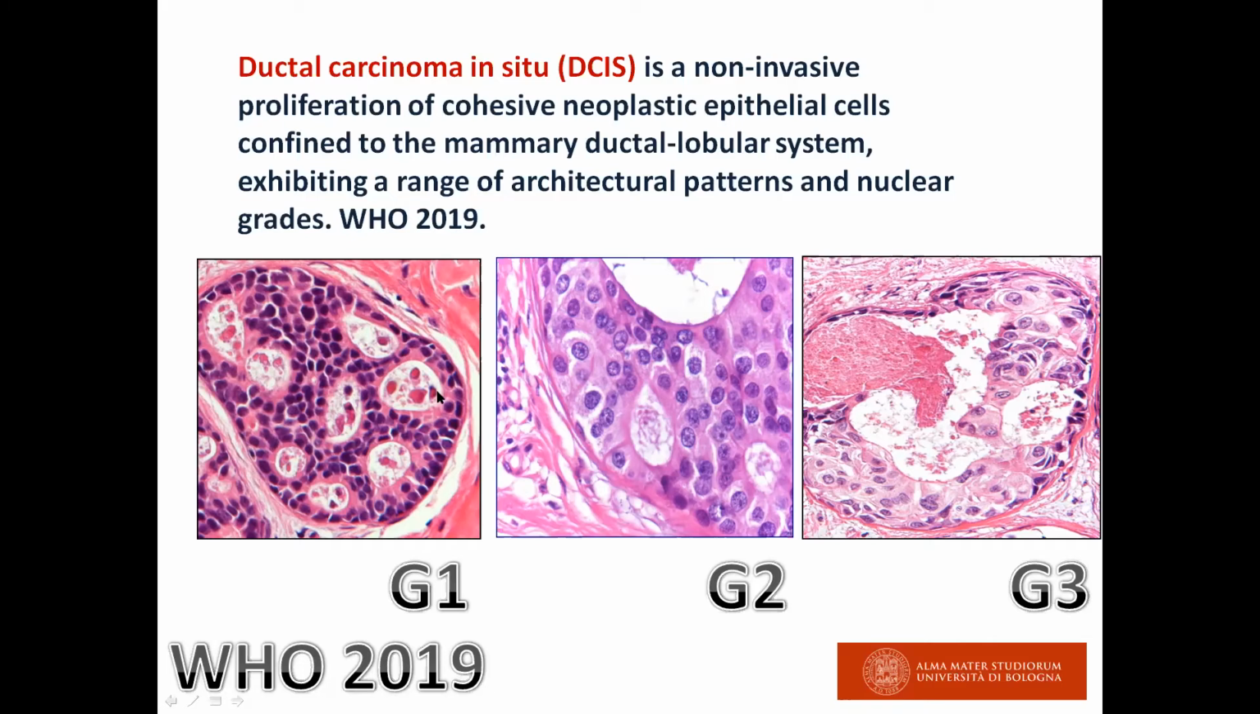We have very well differentiated cases with cells that clearly resemble the normal cells, and it is grade 1. Then we have intermediate and poorly differentiated cases that we have grade 2 and grade 3.